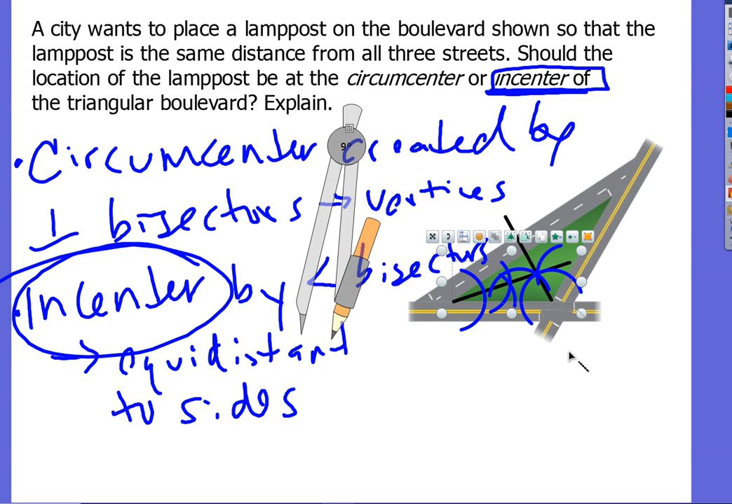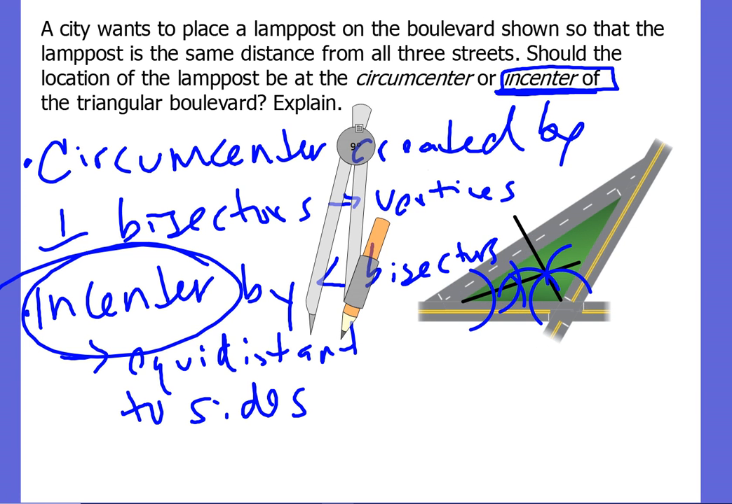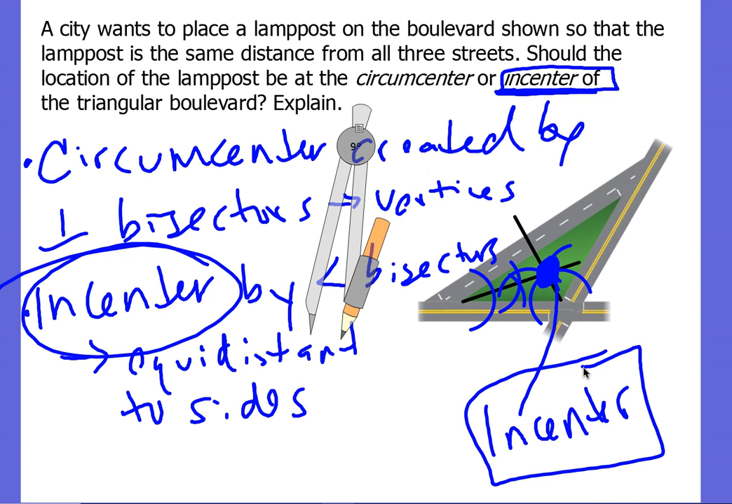The key thing to realize is that we can now identify where the incenter is, and the incenter is right here. The big circle that I'm making is that intersection, that point of concurrency. So right there is our incenter, and that would be the smartest position for that lamppost.